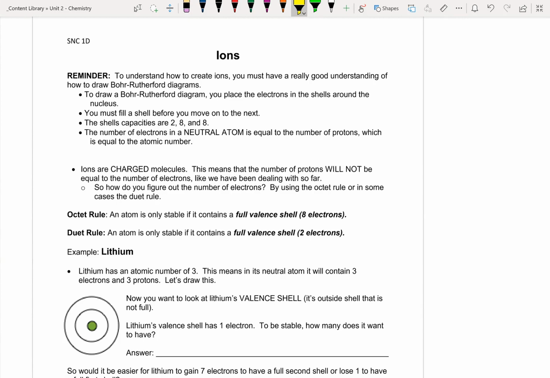in the periodic table. So just as a reminder, to draw a Bohr-Rutherford diagram, you place electrons in the shells around the nucleus. A reminder that we have to fill the shell before we move on to the next, and the shell capacities go 2 electrons, 8 electrons, 8 electrons, and so on. We also should remember that the number of electrons in a neutral atom is equal to the number of protons, which is equal to the atomic number. So remember, that's for a neutral atom.